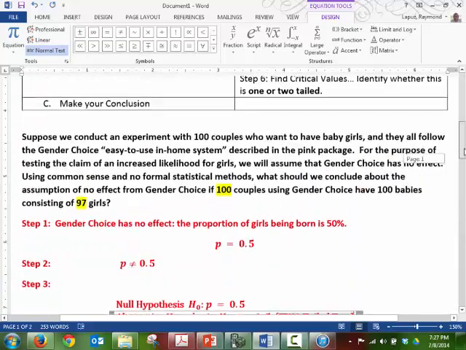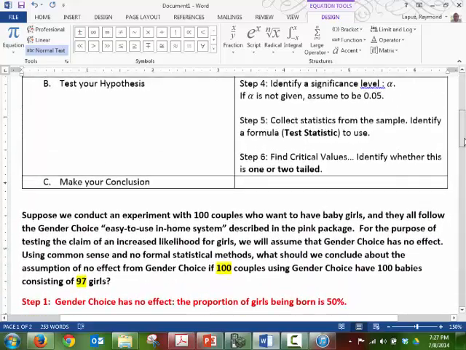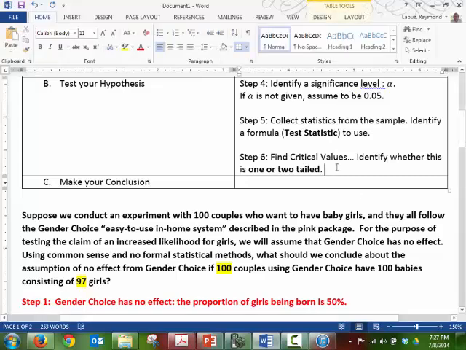All right, so we're looking at this problem. We've identified that this is a two-tail test. Identify whether it's one tail or two tail, and then now you're going to draw the distribution.